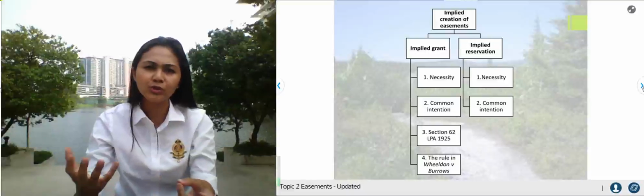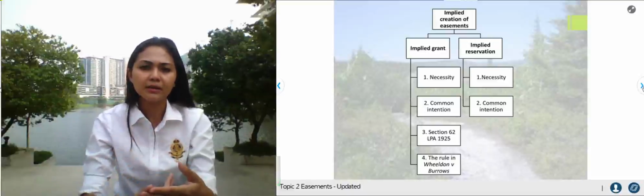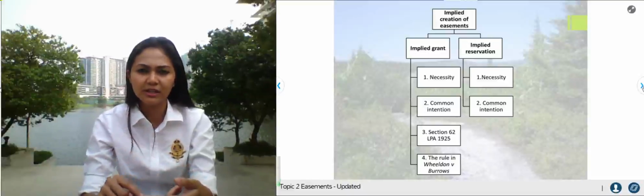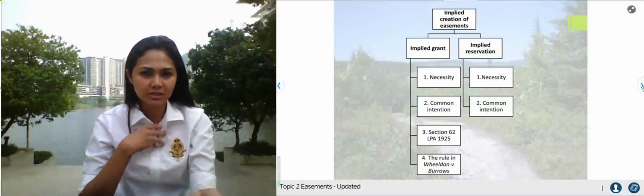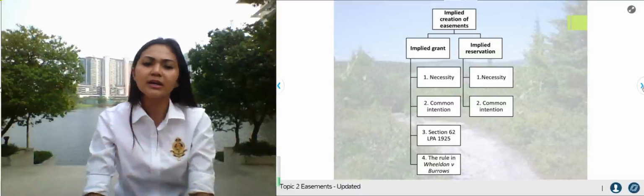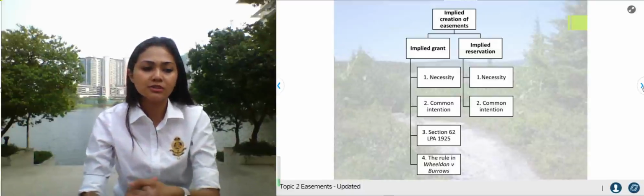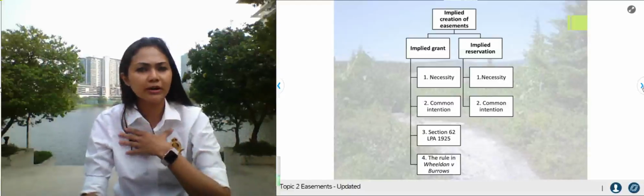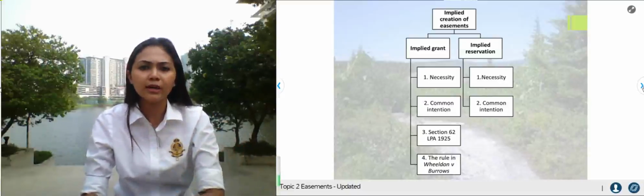Whereas if you want to reserve that particular right, only two types of implied creation of easement can exist, by way of necessity and common intention. So you can't reserve an easement for yourself under section 62, and you can't reserve an easement under the rule of Wheeldon and Burrows, because once you sell the property to other people, you cannot derogate from your grant. You can't give and then take back. That's the reason why it only exists in two types of situations.